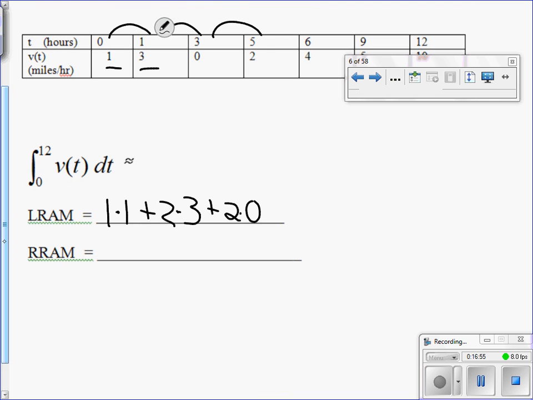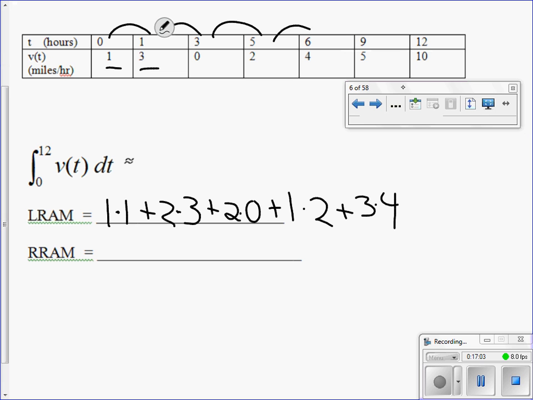Next one. 1 times 2. Next one. 3 times 4. Plus 3 times 5. So 36. 36. Units again, we multiply. So let's do that.